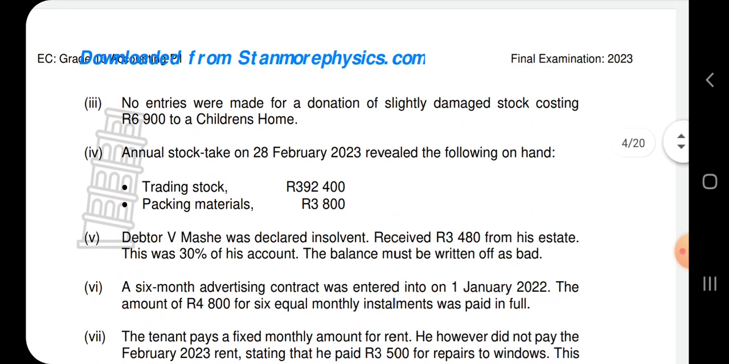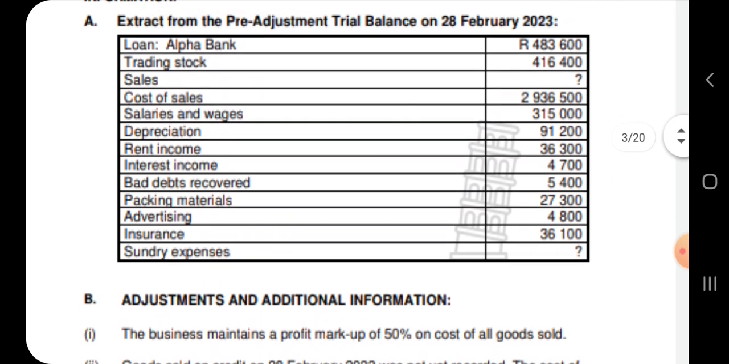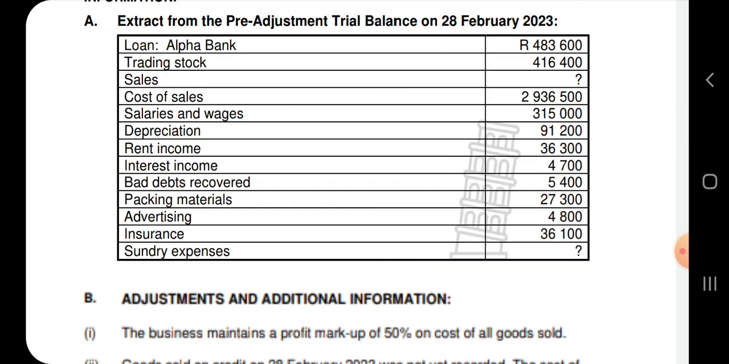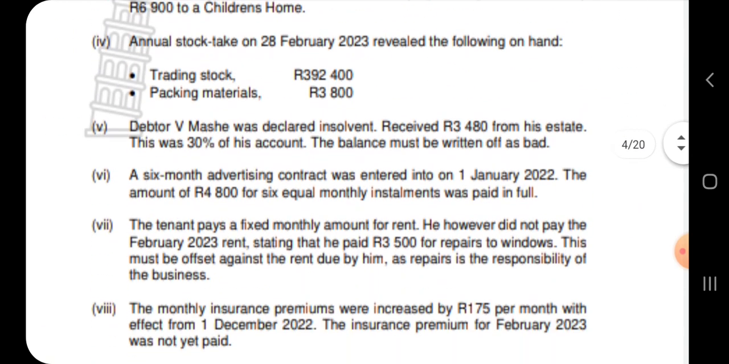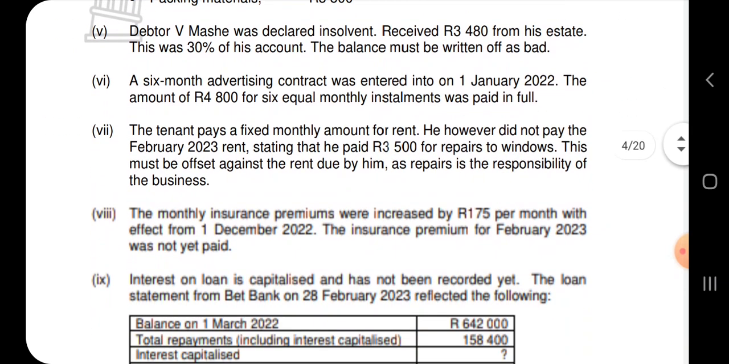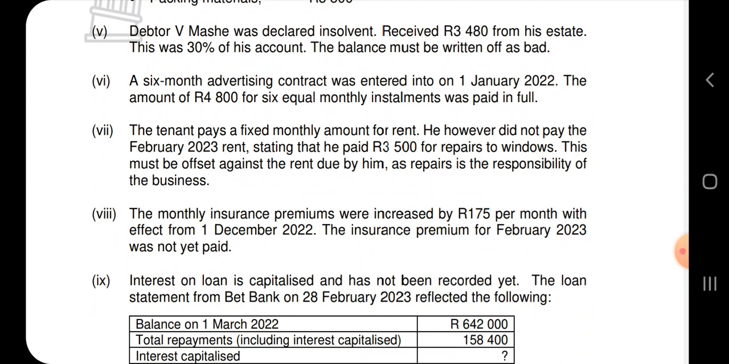So you're going to go and look for the insurance amount on the adjustment. The insurance amount is 36,100 rand. Then you minus 175 times 3 for those 3 months. So that's 35,575, right? So that is the insurance premium increase. You have taken it out. It's 175. The insurance premium for February 2023 was not yet paid.